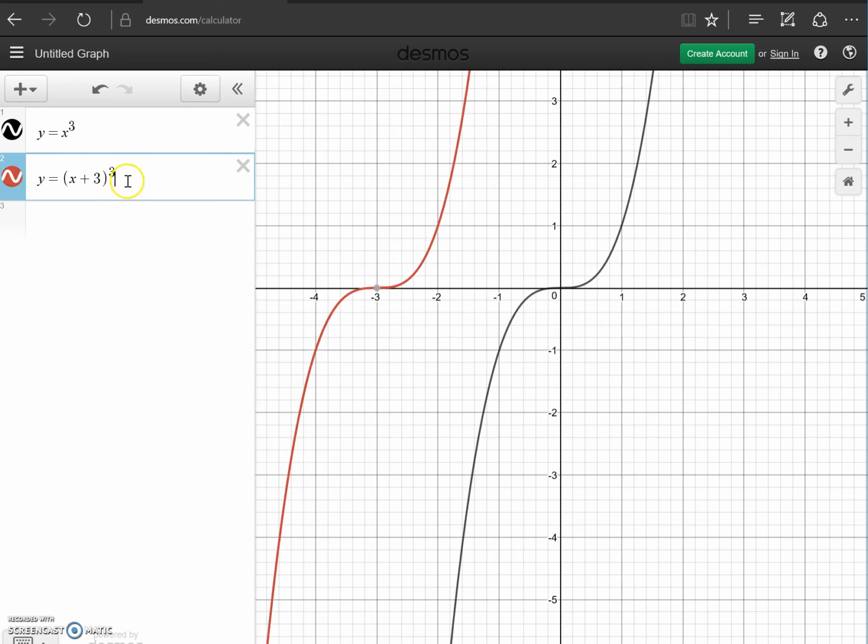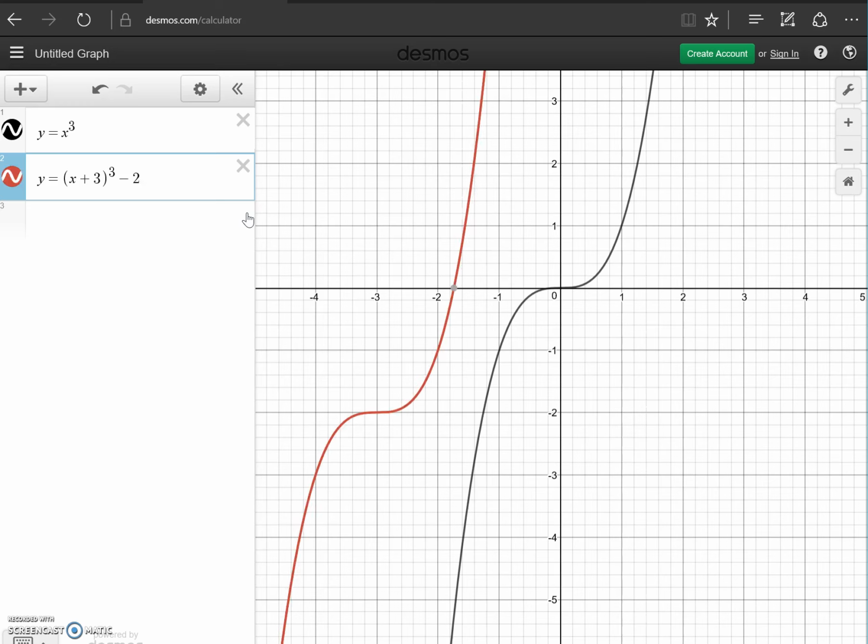It did that. If I put a number on the outside, like minus 2, it's going to move that graph 2 units down from where it was. And notice now it's 2 units lower. In fact, this point right here, the dead center point, 0, 0, is now right here. Notice that the point is -3, that means 3 to the left, and then 2 down.